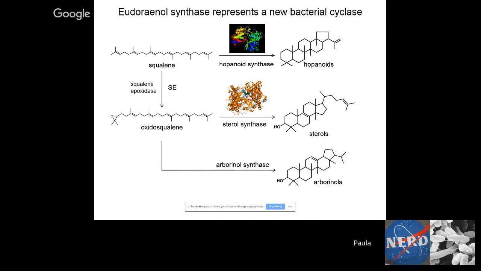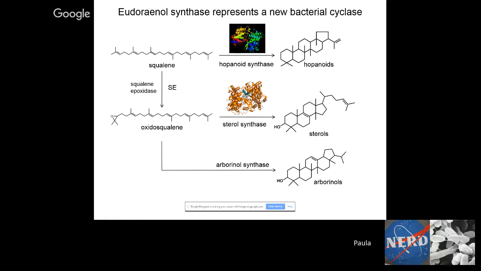The other reason this is exciting is because this would be a new bacterial cyclase. And these enzymes are really interesting and have been studied extensively. So we know that there is a bacterial cyclase to make hopanoids. There is a bacterial cyclase to make sterols, and that's the cyclases that we have been studying. And now this will present a new class of cyclases that actually generate this pentacyclic molecule, these what we call arborinols, and this would be an arborinol synthase.